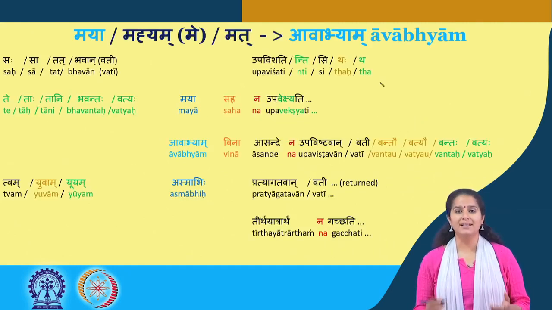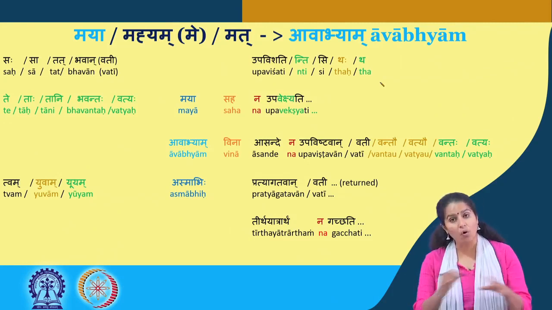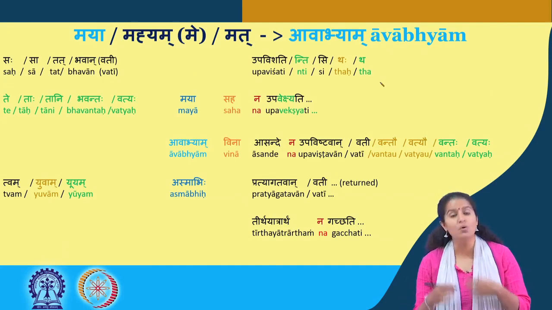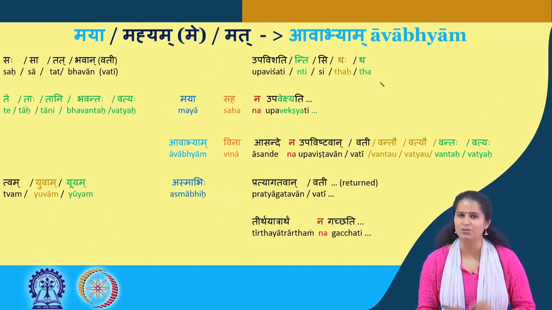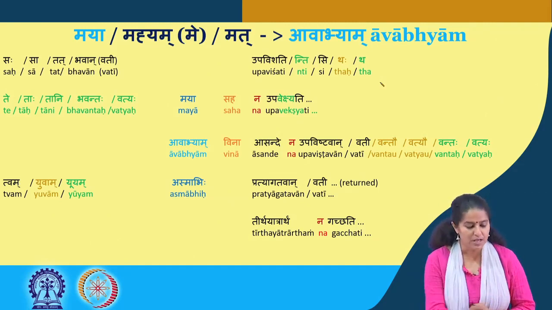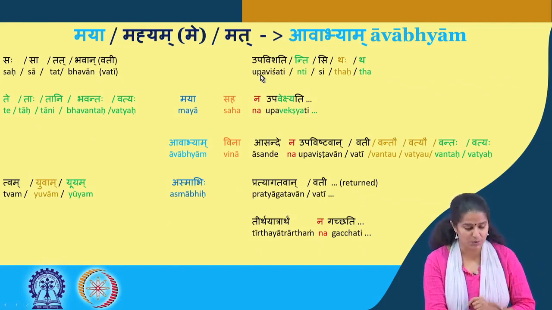Now moving on to the next one, we see that we have the three cases: the third maya, the fourth mahyam, and the fifth mat, which all convert into avabhyam. So you have one word, avabhyam, to indicate all these three cases. This particular slide is a practice with maya, and I will just indicate how this works because you're already familiar with it. Saha maya saha upavishati, sits with me.